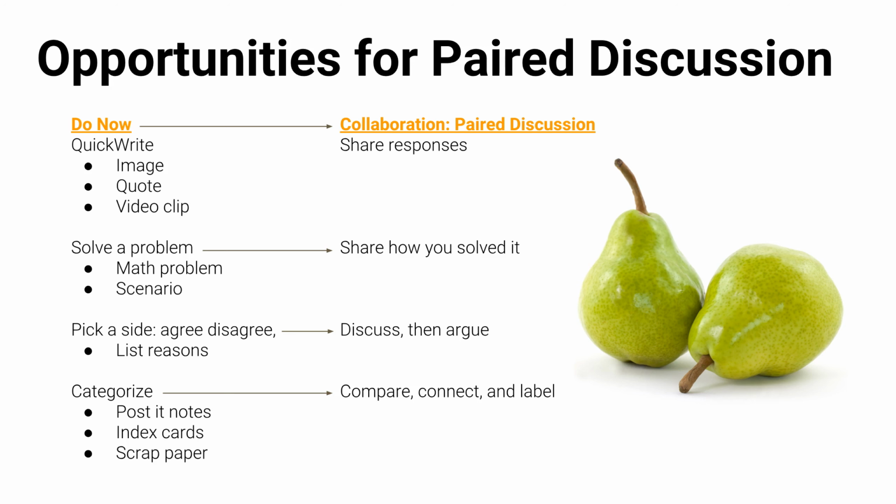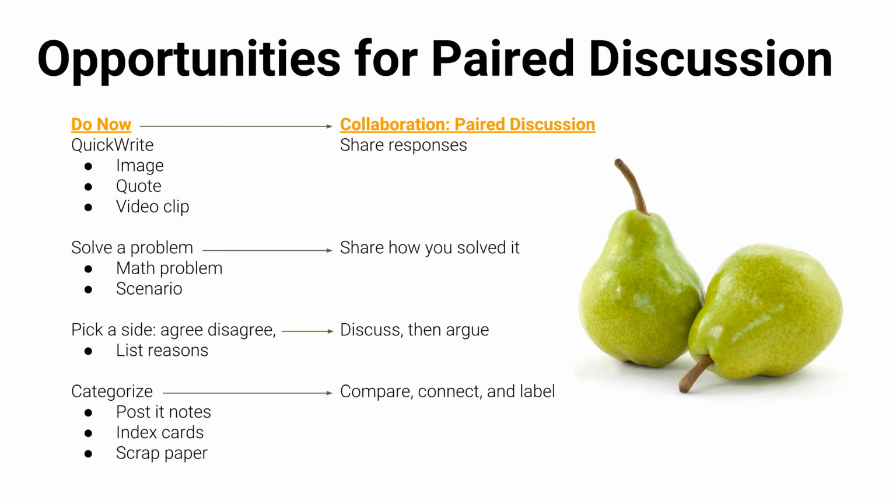Another do now opportunity is writing a controversial statement on the board and then having students pick a side, whether they agree or disagree, and listing the reasons why they feel that way. Later on, when it comes to paired discussion, they could first meet with someone who they agree with, compare reasons, and then meet with someone they disagree with and have a short argument with the reasons, and this lends itself really nicely to whole group discussion afterwards.